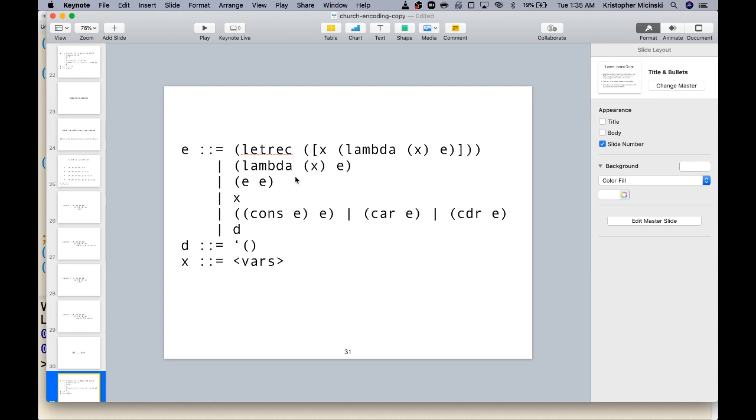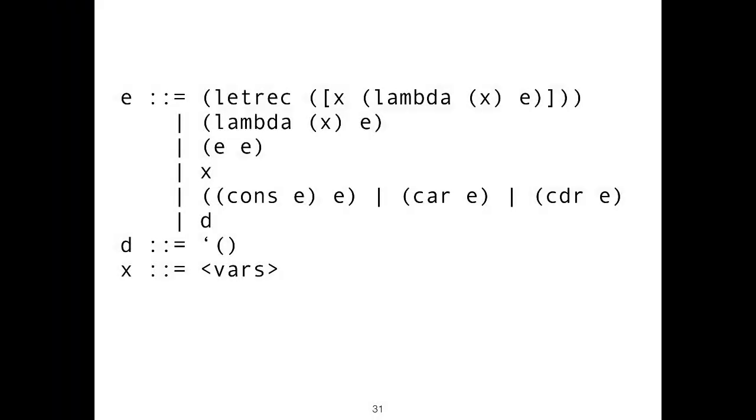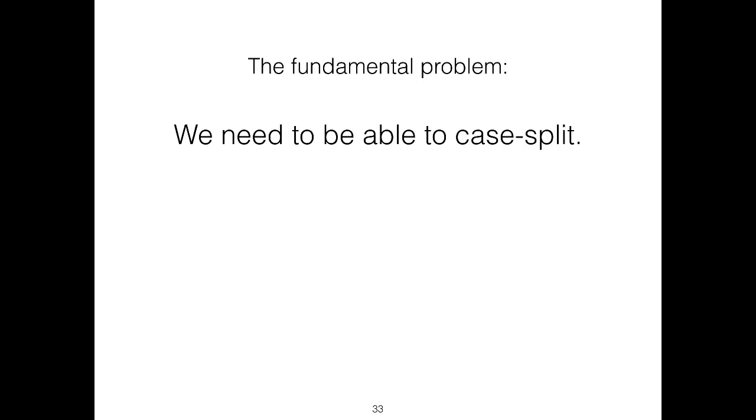So now we're at this smaller language. We don't have the arithmetic operators. All we have is cons, car, and cdr. All right, so we've got an even smaller language to work with. And this is actually not much harder. So the fundamental problem is that we want a case split.